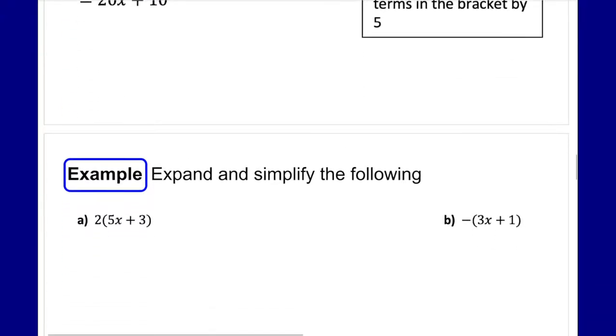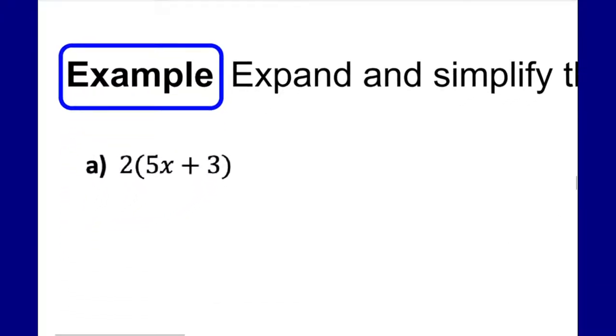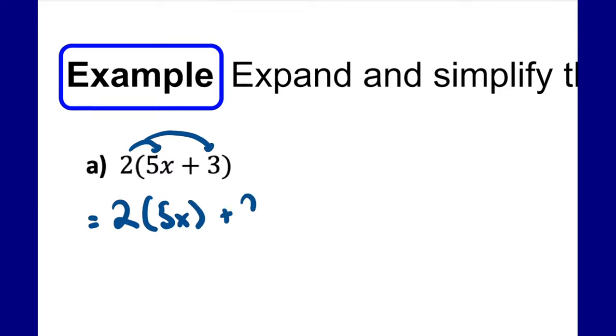Let's try to go through some of those examples on our own. So 2 times 5x plus 3. This 2 has to multiply the 5x, and it has to multiply the 3. And that number on the outside, in order to remove the brackets, has to multiply everything. So I'm going to write this out the long way. So 2 times 5x plus 2 times 3.